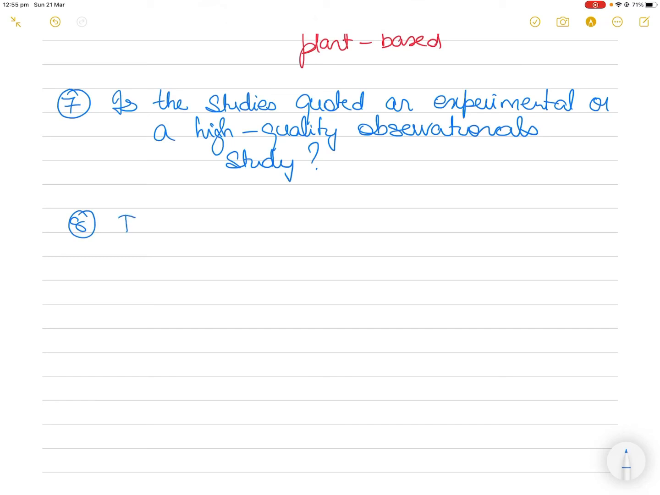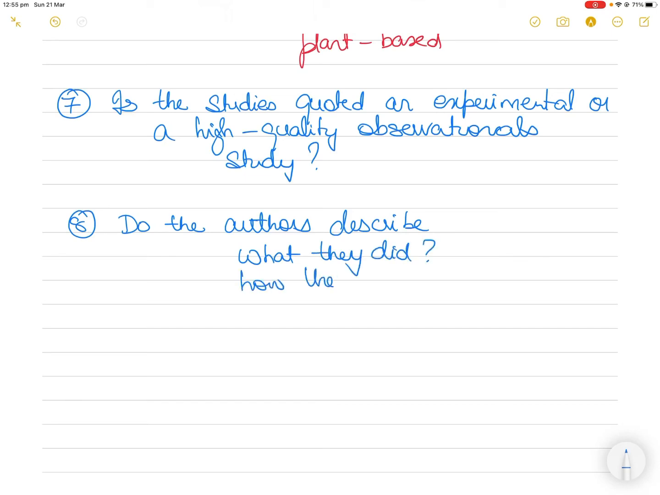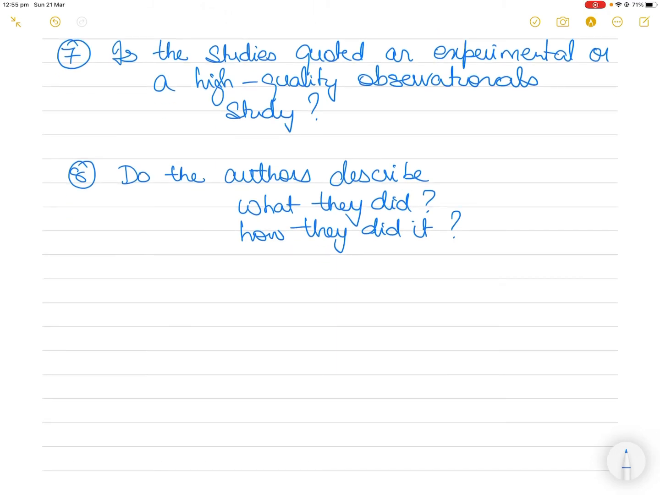Finally, I would say is, do the investigators or the authors or the researchers, whatever you want to call them, describe what they did? What was the research problem they were investigating, how they did it, what was the methodological design? Because they need to provide you with all this information so that you can use this information to quote in your research study, right? That is why you trust their research.